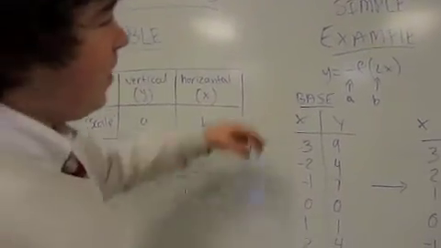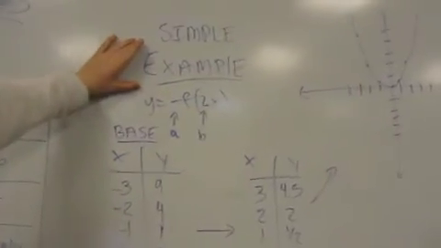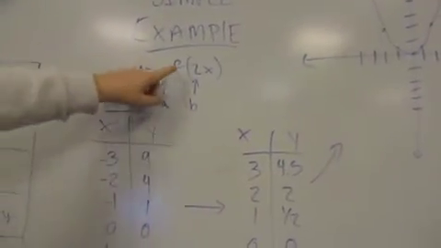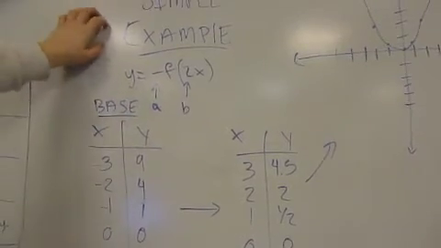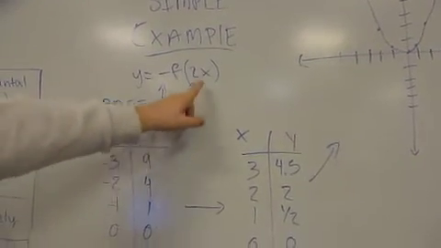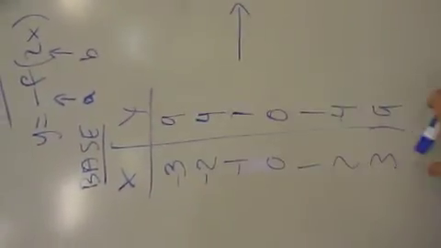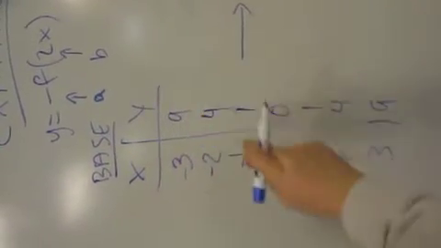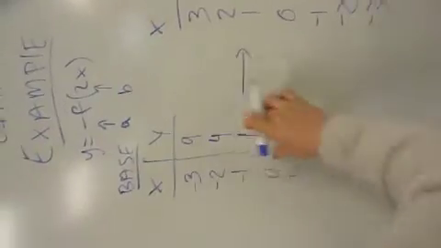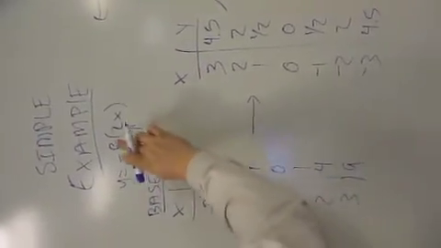Okay. Here's a simple example of a transformation. y equals negative 2x. The negative is the A, and the 2 is the B. So when you look at the table here, you're going to have a base table of what y equals x squared is. And this is what it is. Negative 3 would be 9. Negative 2 would be 4 because you would put it into the x squared equation.